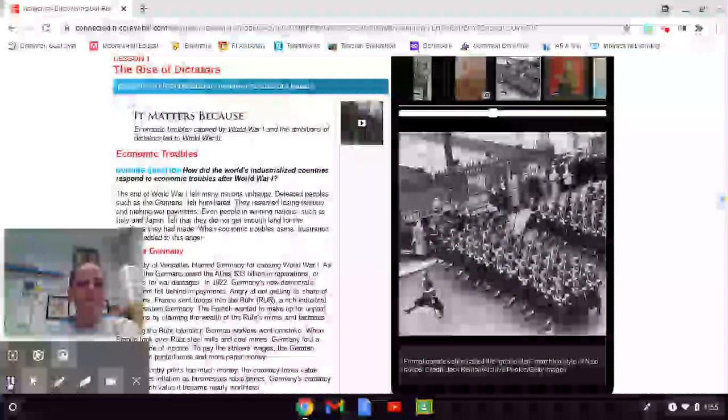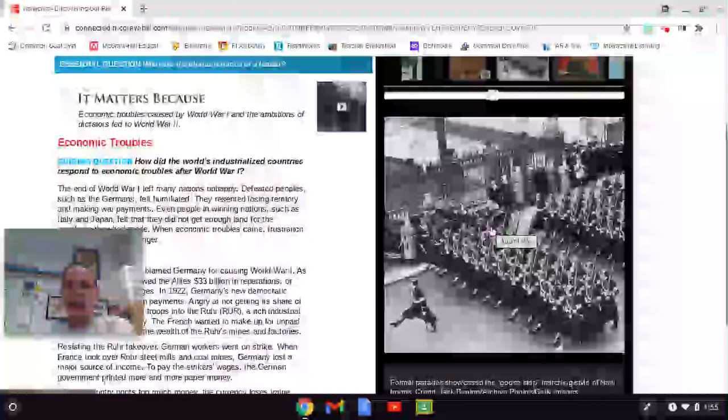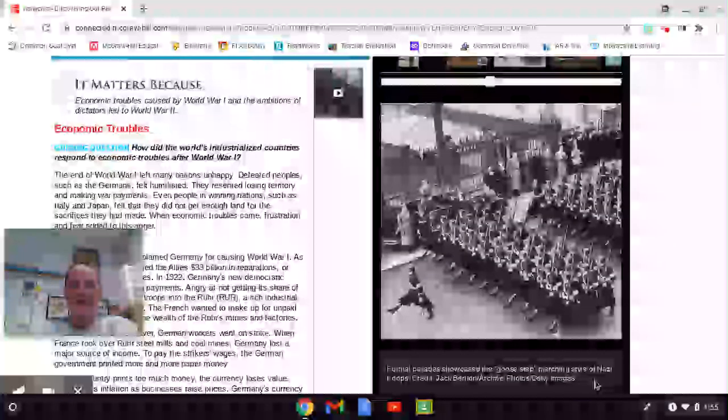All right, so another picture shown here is formal parades that showcase the goose step marching style of Nazi troops. And that's that straight leg marching style. You can kind of see it here on the picture.